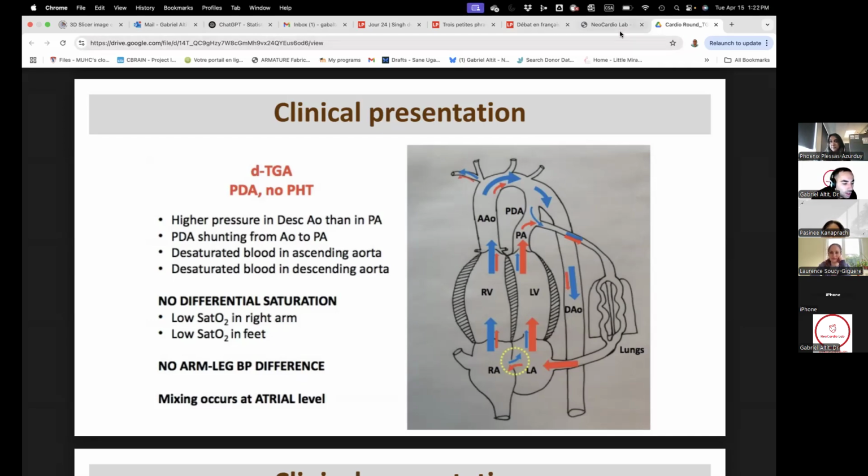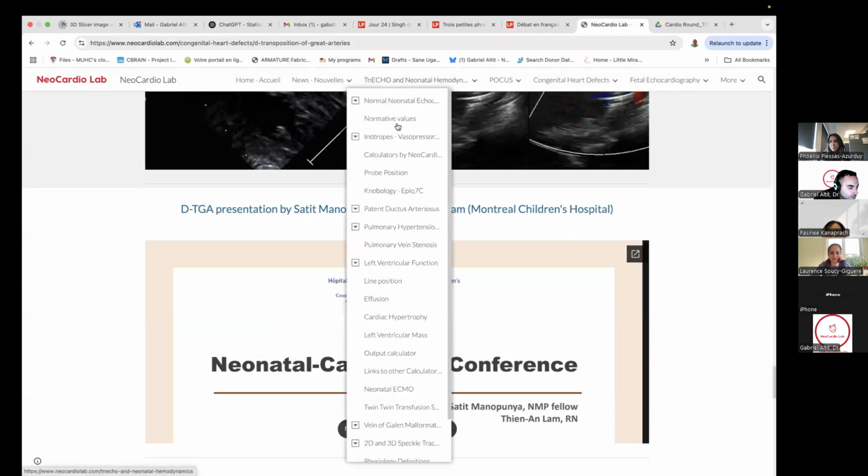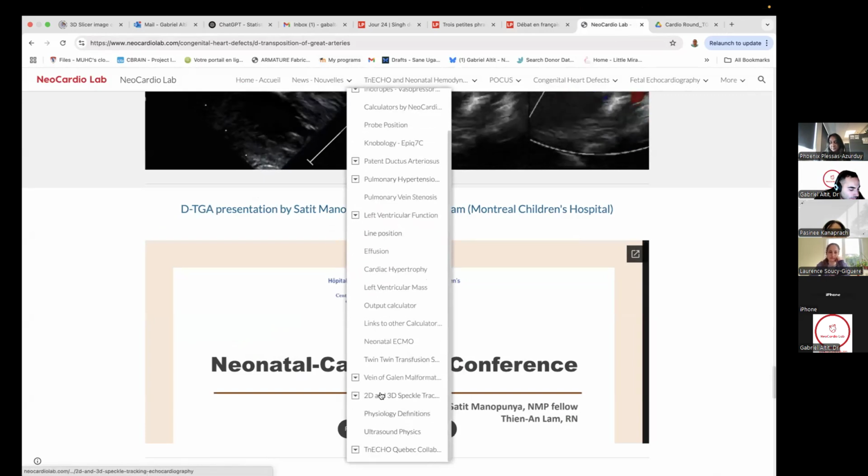So each time you do a little diagram, I'm going to show the diagram again. You go in TNE protocol. Where's protocol?